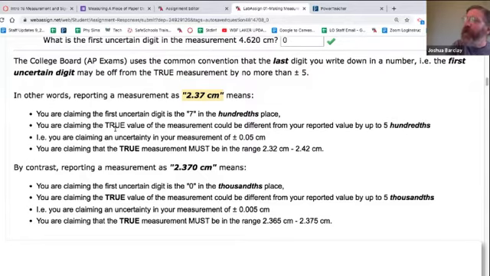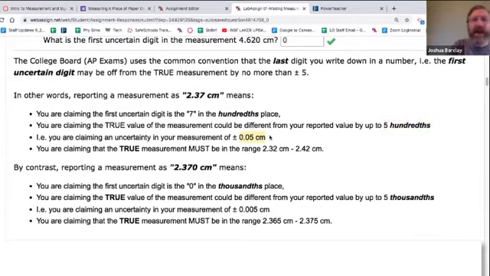We are claiming that this measurement, what we're really trying to measure, the true measurement, could be different from this value by up to 5 hundredths, because the uncertain digit is in the hundredths place. So we're saying we might be wrong by 5 hundredths, not 5 thousandths or 5 tenths, but 5 hundredths. You are claiming an uncertainty of this number.